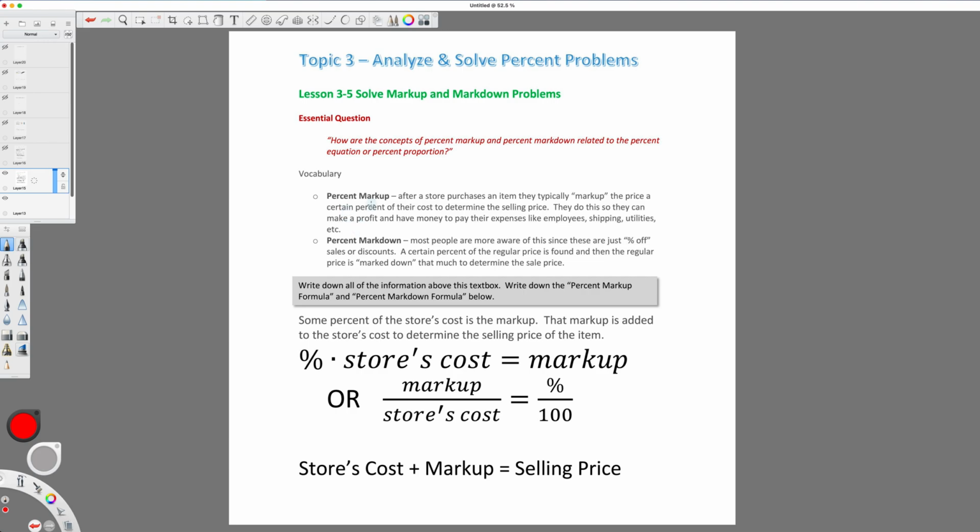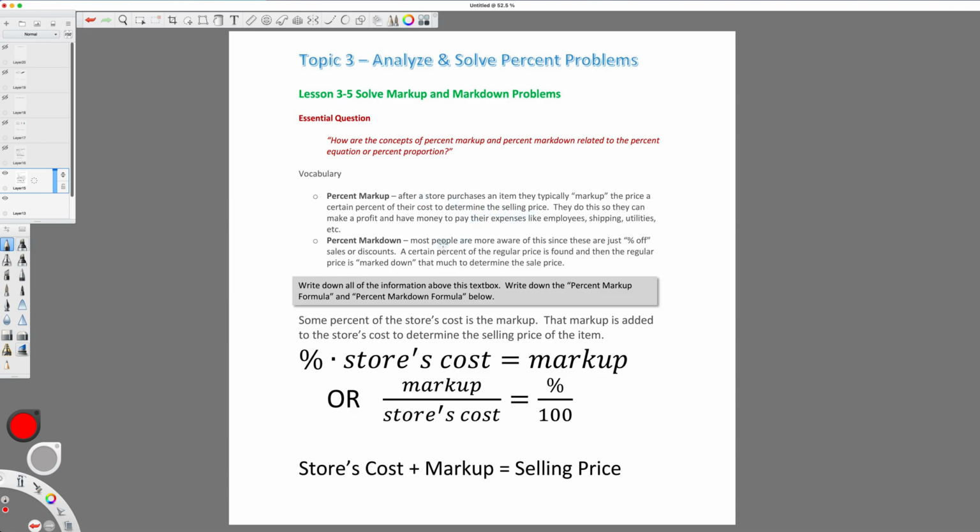So we're going to first go through the essential question: how are the concepts of percent markup and percent markdown related to the percent equation or percent proportion? I know a lot of you seem to prefer the percent proportion. Either way is fine, but percent markup is a percent of some cost, and percent markdown is a percent of some cost, but they're not exactly of the same thing, and so I want to make sure we're clear on that.